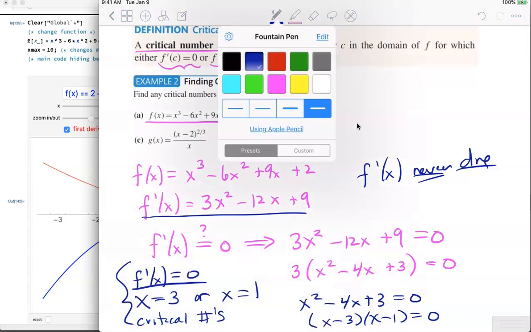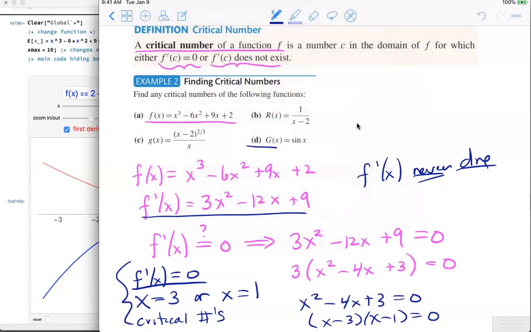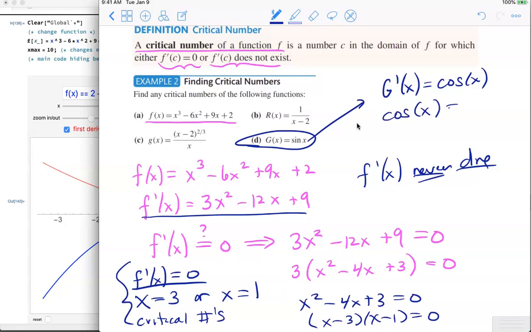Right, the sine of x function. And for sine of x, we know that the derivative is equal to cosine of x. The cosine of x is equal to 0 from the unit circle. The cosine is equal to 0 at one of these four points. Here's the unit circle. Cosine is the x value, so the cosine is equal to 0 at this point and this point, so x is equal to pi over 2 and x is equal to 3 pi over 2.